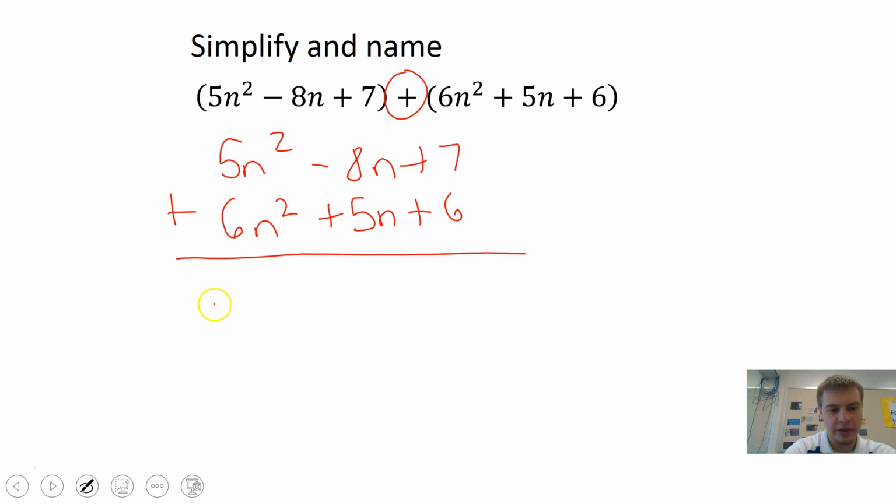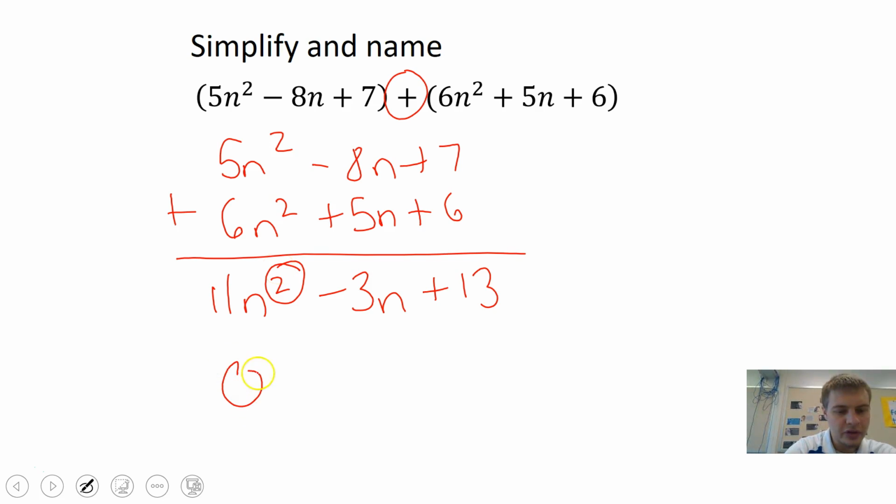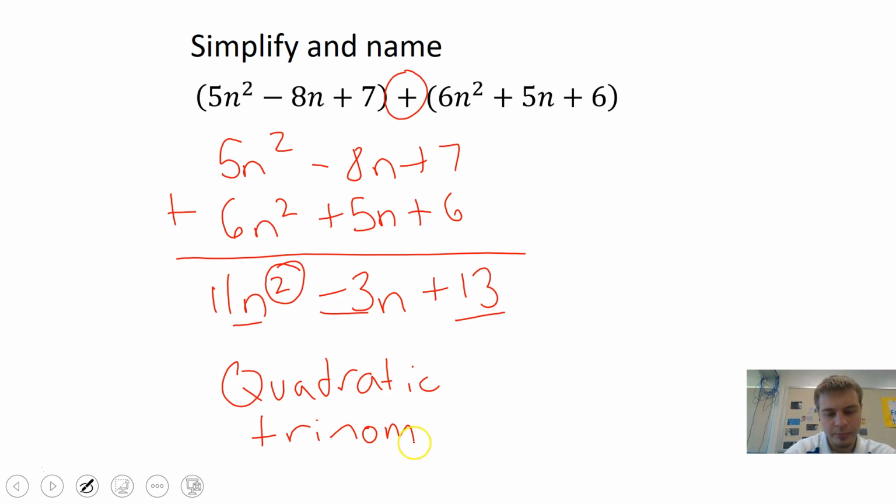And then we're just going to add. So when I add straight down here, I'm going to get 11n squared. When I add straight down here, I'm going to get 3n. And when I add straight down here, I'm going to get 13. Now I have to name this thing. Because its highest degree is a 2, that's called a quadratic. And because it has 1, 2, 3 terms, it's called a trinomial. Let's try the next problem.